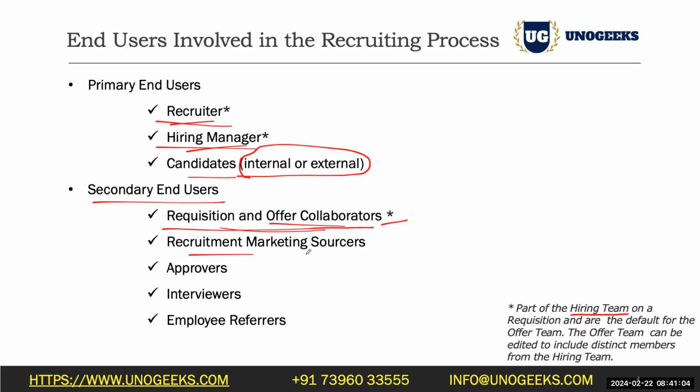Apart from this, we have recruiting marketing sources, someone who does all the marketing campaigns and marketing steps. And then we have approvers. Whenever a requisition is created, someone has to approve, right? We'll have the DOAs, the delegation of authorities, so level one approval, level two. Based on the requisition details, we will have multiple levels of approvals. And then we will also have interviewers. The people who are taking interviews are also secondary end users, and then employee referrals. So these are the different secondary end users we have.